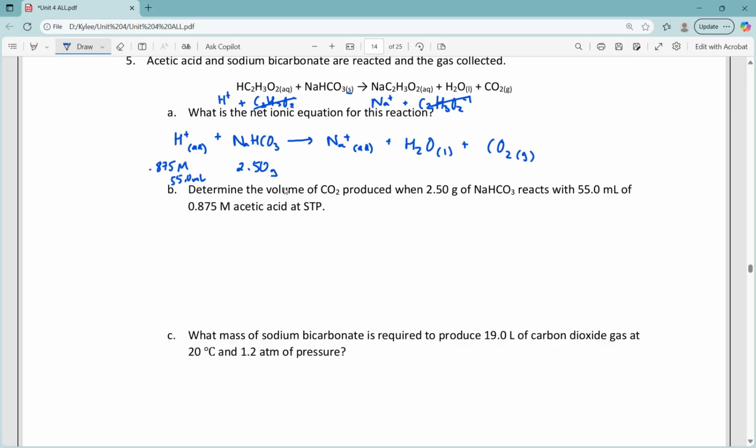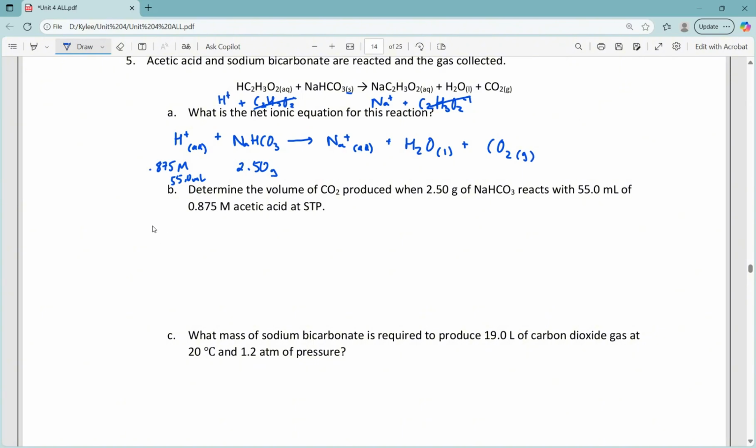So in chemistry, there's this concept called limiting and excess. One of these is going to be limiting, meaning it runs out first, and one of these is going to be in excess. We have to determine which one is going to be our limiting reactant because that is going to limit how much carbon dioxide is produced. So to do that, we first need to convert both of those to moles.